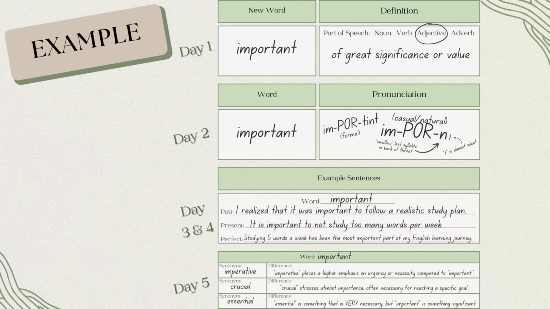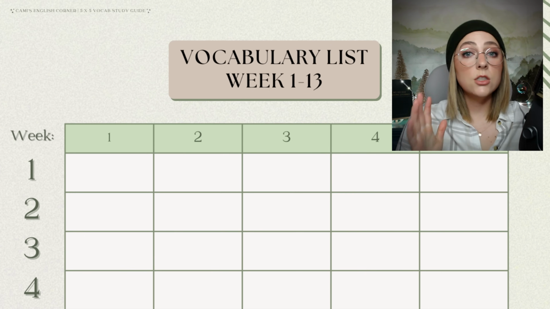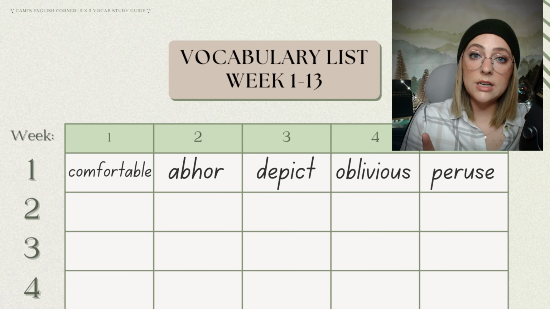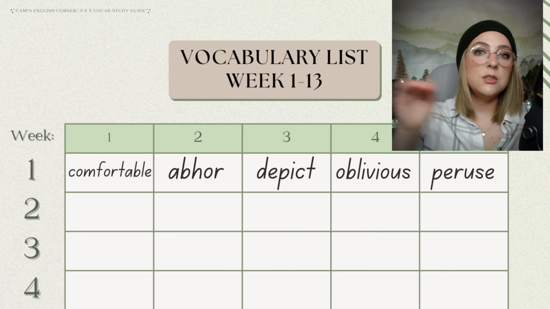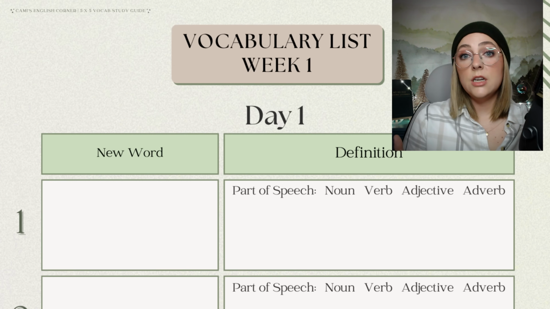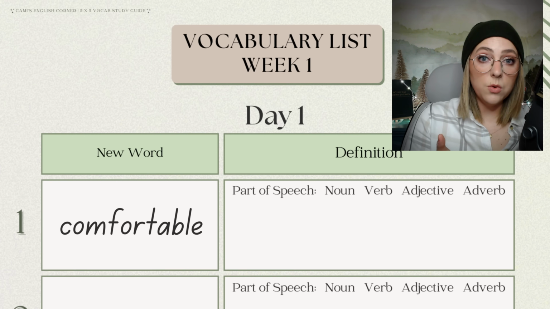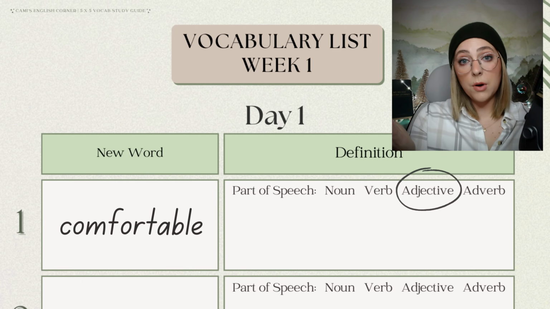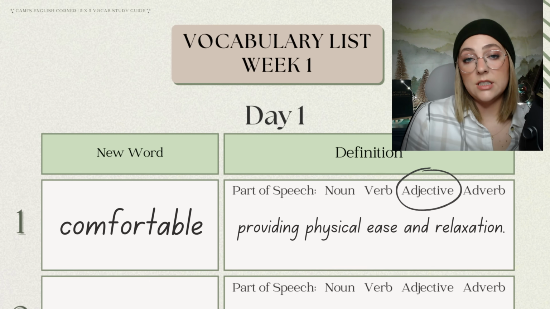By the end of the week, you'll have about this much information per word. Now let's go in depth into how you can complete 1 week of your 5x5 vocabulary study guide. So on day 1, you will first write down your words in the nice big yearly table. Then you'll move on to the definition page. So you'll write down the word, circle the part of speech, and write down the definition.